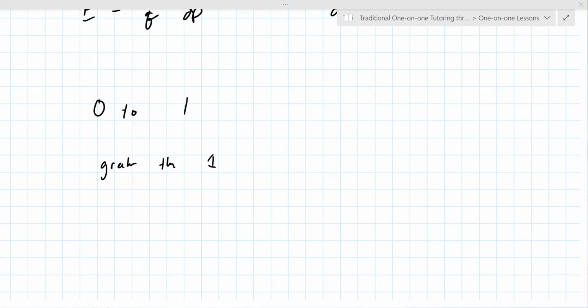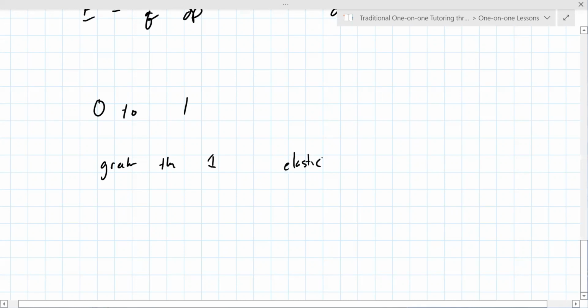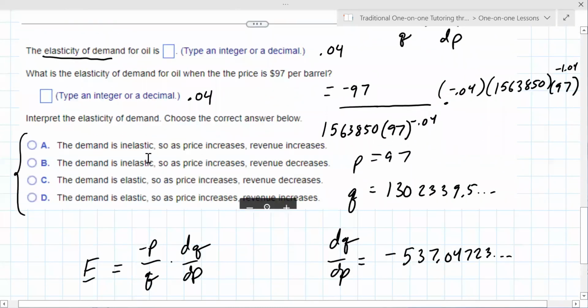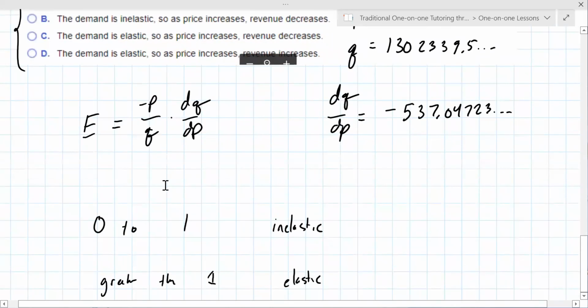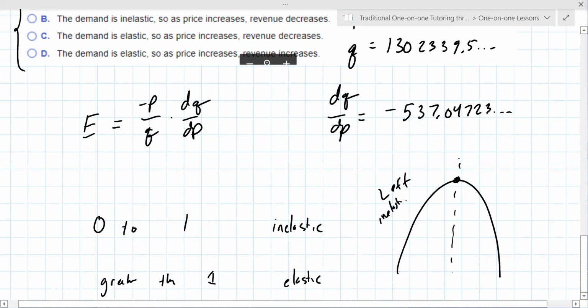Okay, so if it's greater than 1, it's considered elastic. And if it's less than 1, it's considered inelastic. And so that will help us to answer this because we're between 0 and 1. And what that means on the curve, by the way, this is actually the more important part: the inelastic region is to the left, and your elastic region is to the right.